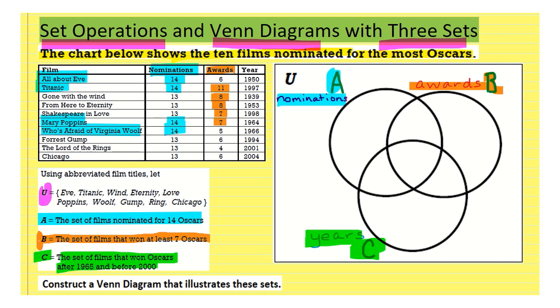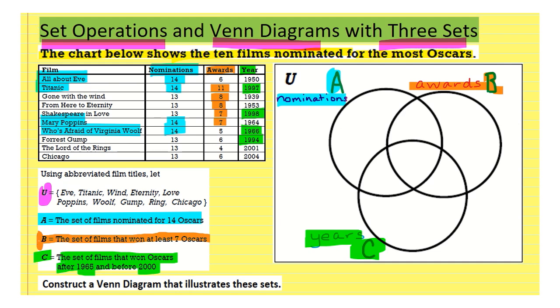And then set C is the year. It's between 1965 and 2000. So after 1965: 1997, 1998, 1966, 1994. The last two are beyond the year 2000.